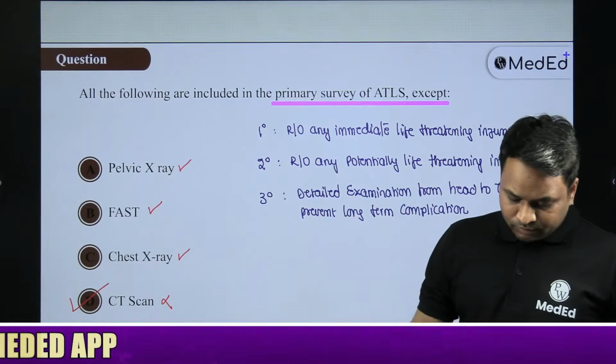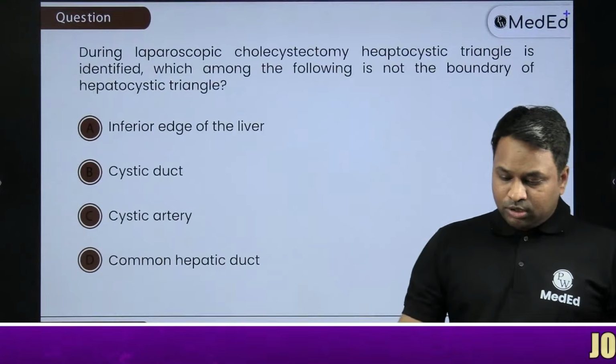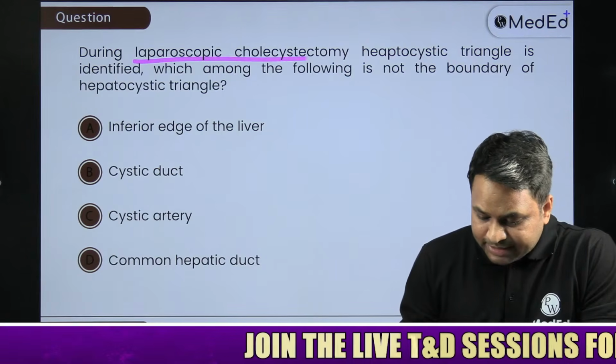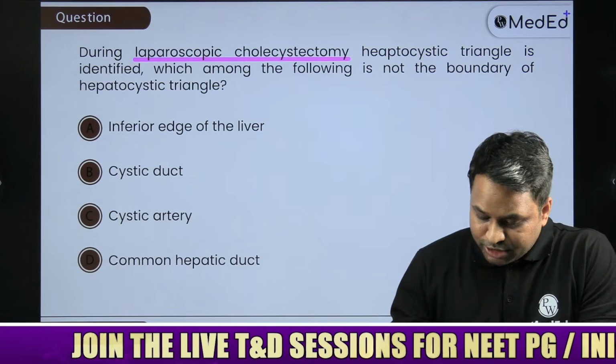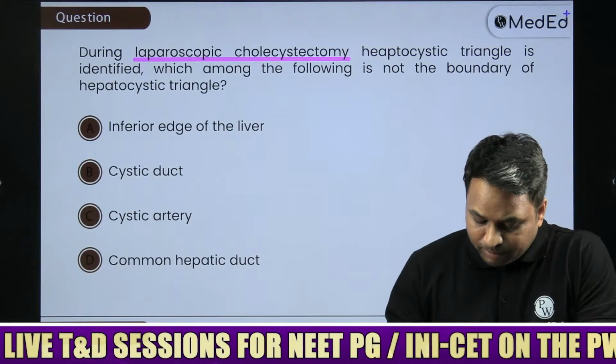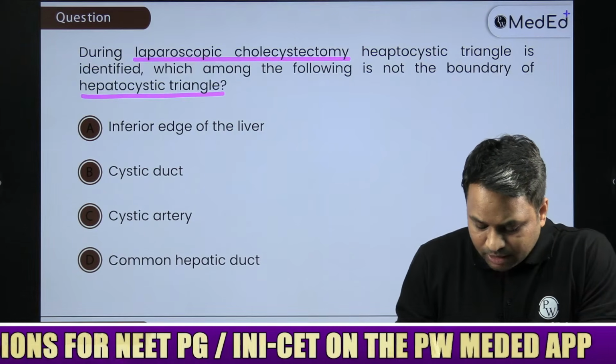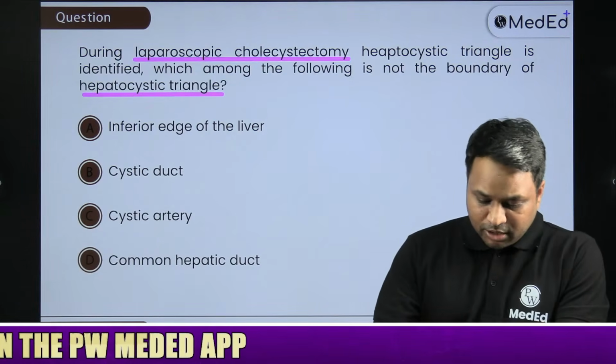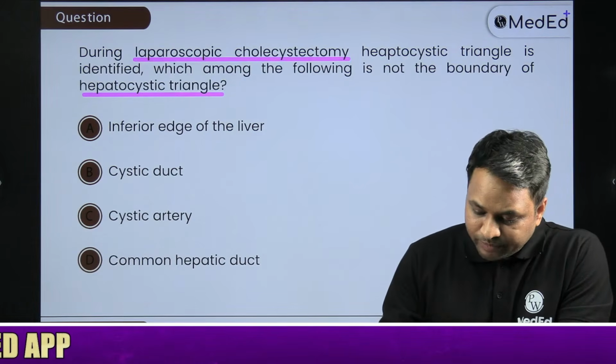Moving on to the next question that we have. During a laparoscopic cholecystectomy, the hepatocystic triangle is identified. Which of the following is not a boundary of the hepatocystic triangle? Now, there are two triangles: one is the Calot triangle, another one is the hepatocystic triangle. Please do not get confused between both of them.